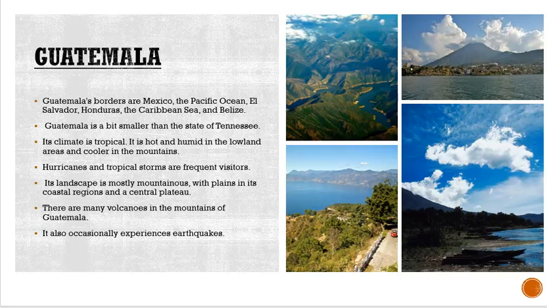Moving south, we have Guatemala. Guatemala is a bit smaller than the state of Tennessee, and again, it has a tropical climate. It's cooler in the mountains because, as we know, the higher up in elevation, usually the cooler the climate. Hurricanes and tropical storms are frequent visitors in Guatemala, and its landscape is mostly mountainous, with a plains area in the central portion of the country, and plains in the coastal regions. Guatemala also occasionally will experience earthquakes.